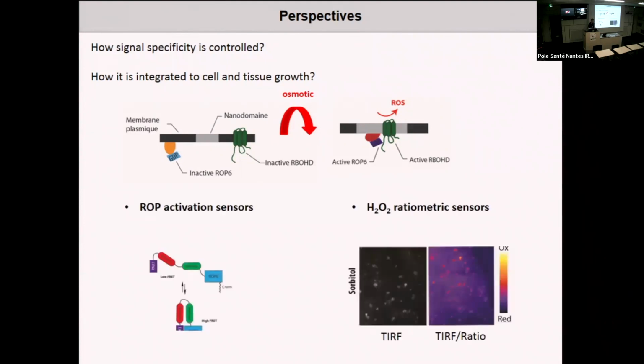We are currently developing new tools to understand our systems better. Two things. The first thing is to develop a ROS activation sensor on the basis of what is known in the animal field.